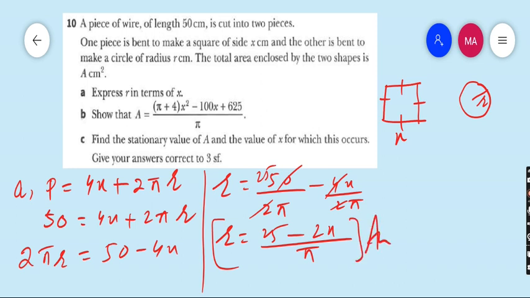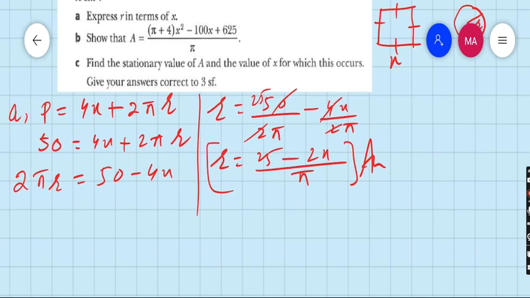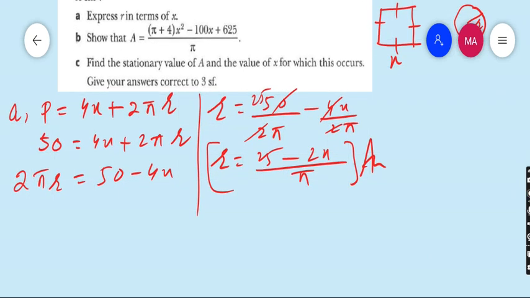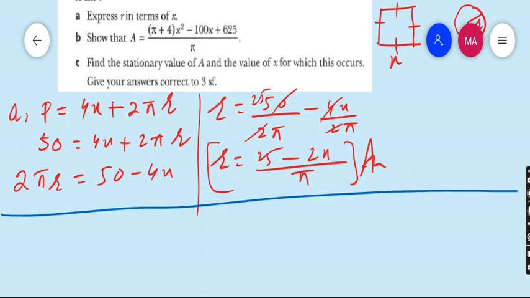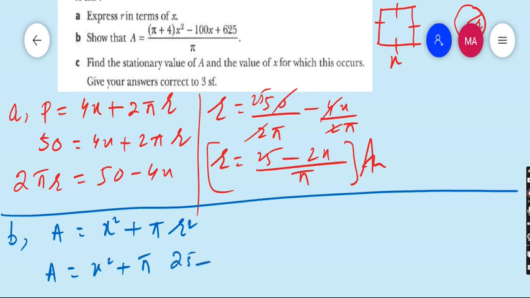Move to part B. Show that the area is A equals π plus 4 x² minus 100x plus 625 upon π. Very easy. Area of the square is x² and area of the circle is πr². So A is equal to x² plus π, r is 25 minus 2x upon π whole squared.